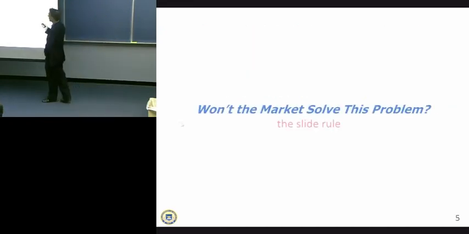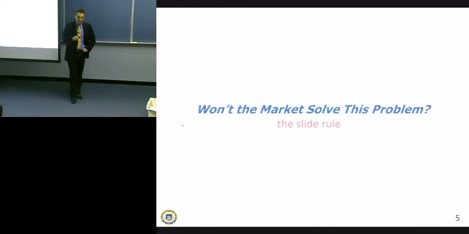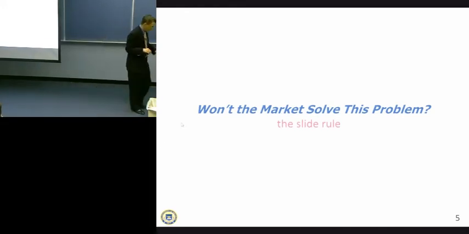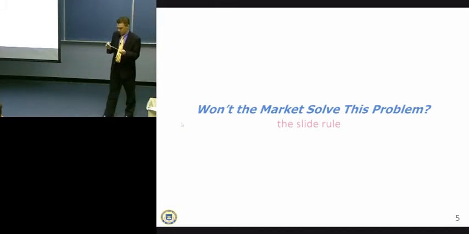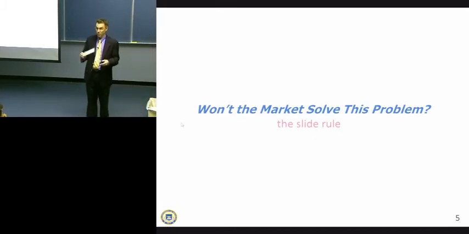So we can ask the market to solve the problem. And to talk about this one, I brought along a slide rule. How many people know what a slide rule is?